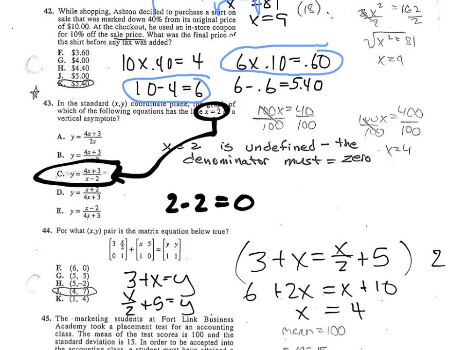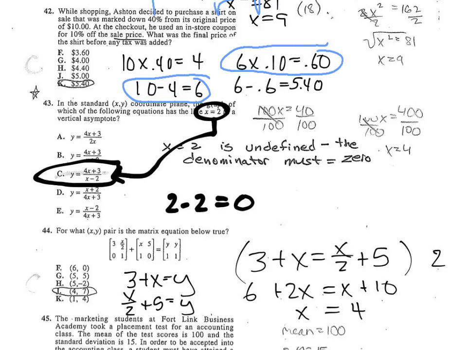For problem 43, they're asking you when x equals 2 is a vertical asymptote. Whenever you get a vertical asymptote, that means the function is undefined. And when something's undefined, that means the denominator, or the bottom, is equal to 0.